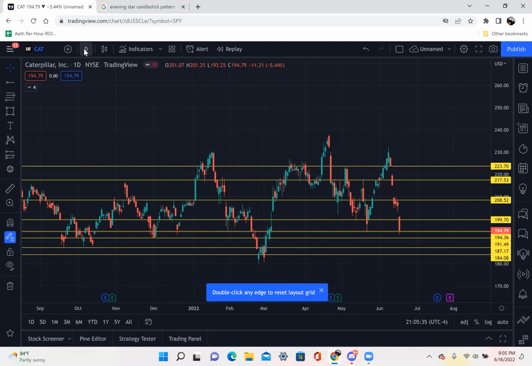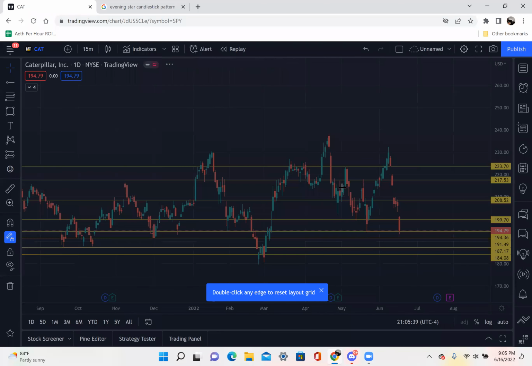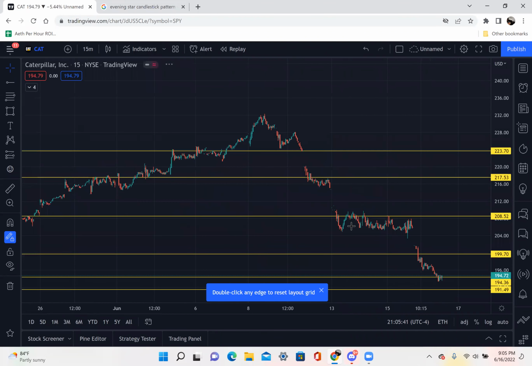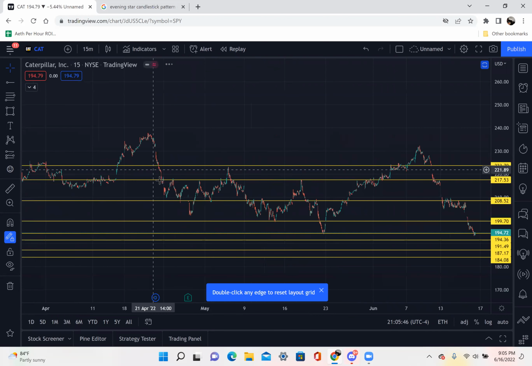But one thing before I draw some more support and resistance, let me take you to the 15-minute with everything that I've drawn. Look at how it correlates. I'm gonna put more lines in here. It's gonna look more choppy, but look how it is correlating.